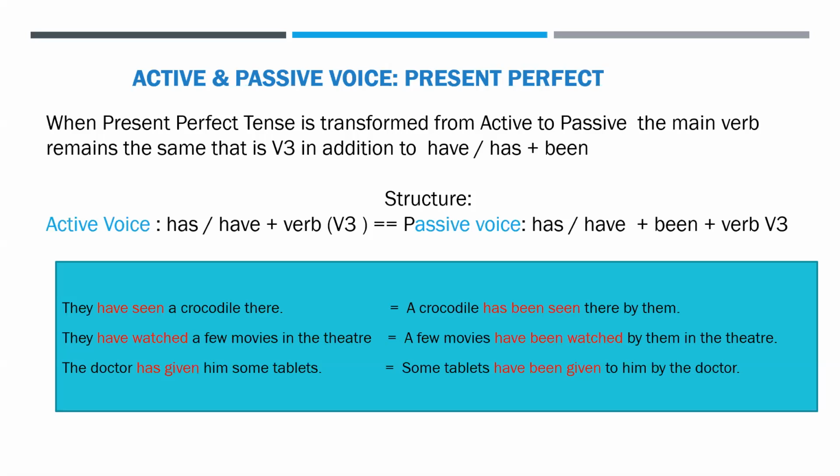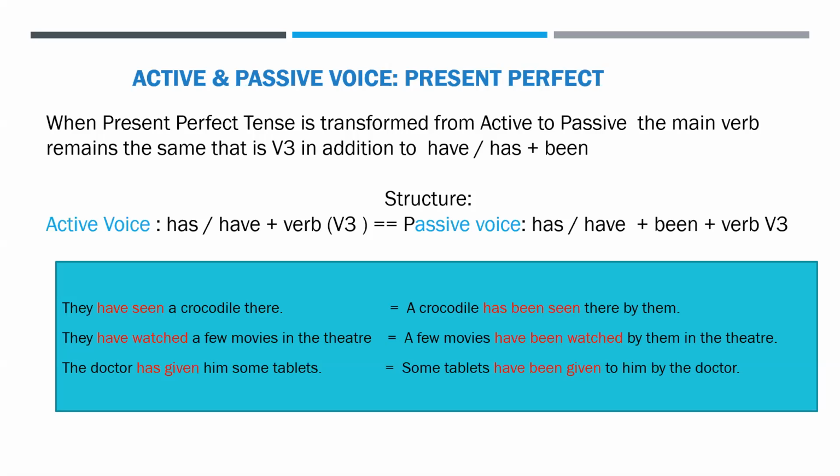In the previous sentence, why did we use has? Because a crocodile is singular. So if you replace a crocodile, it has been seen. So you will use has. Wherever you have plural, you will use have. A few movies have been watched by them in the theater.